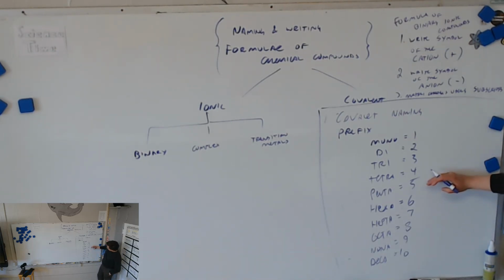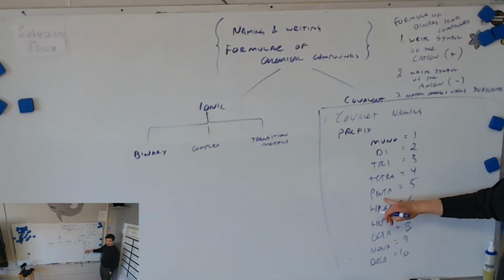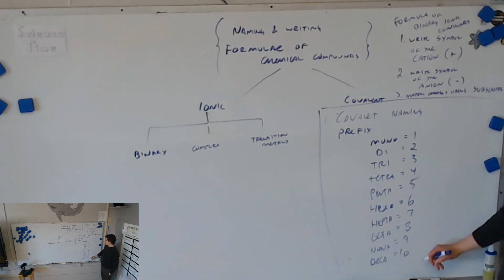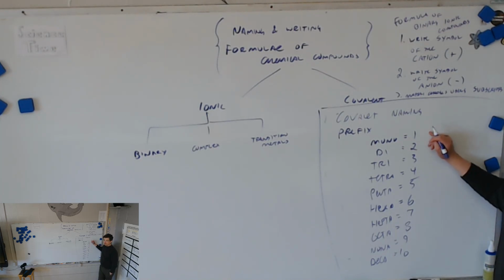Penta. Somewhere around here, tetra. All these you recognize because they're also the names of the gons, right? Pentagon, five sides. Hexagon, six sides. Heptagon, seven sides, etc. So those you know for sure. Di and tri you probably know. Mono you might know. Bi is Latin. Di is Greek. So we use the Greek names.